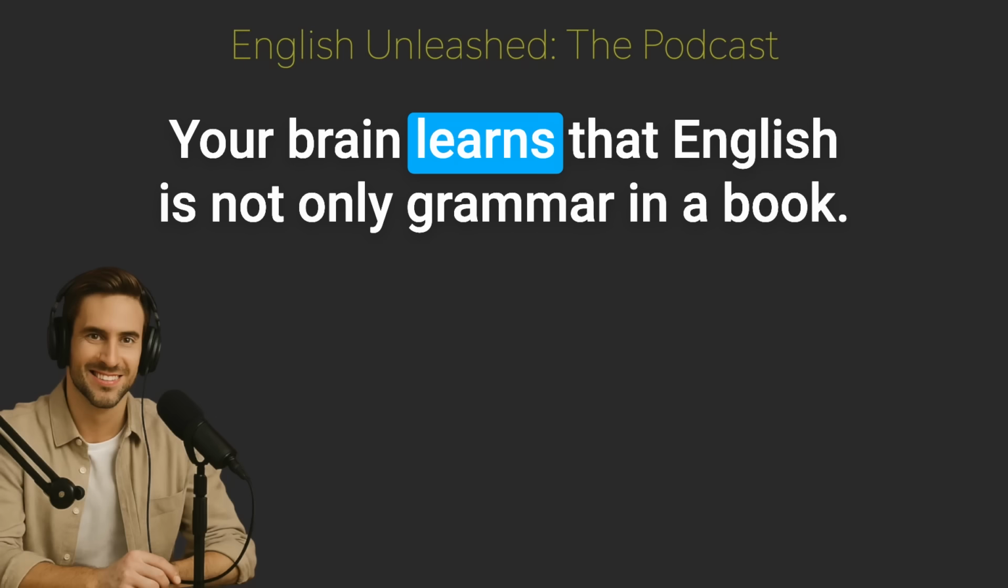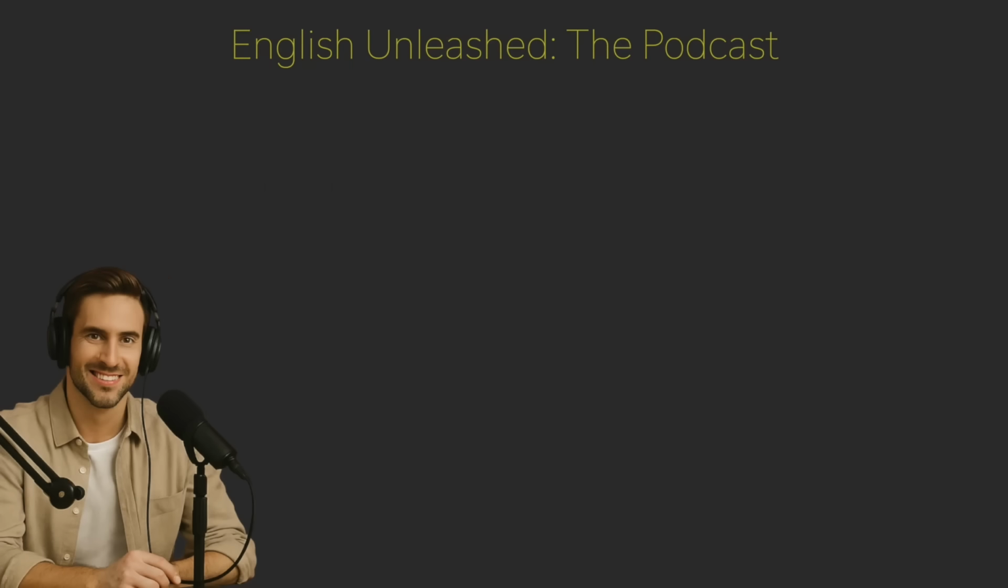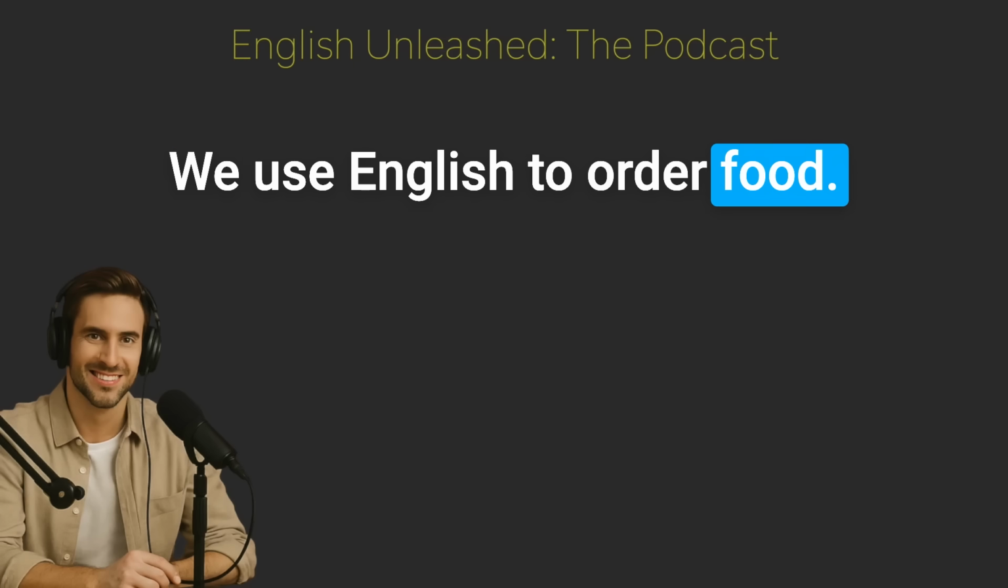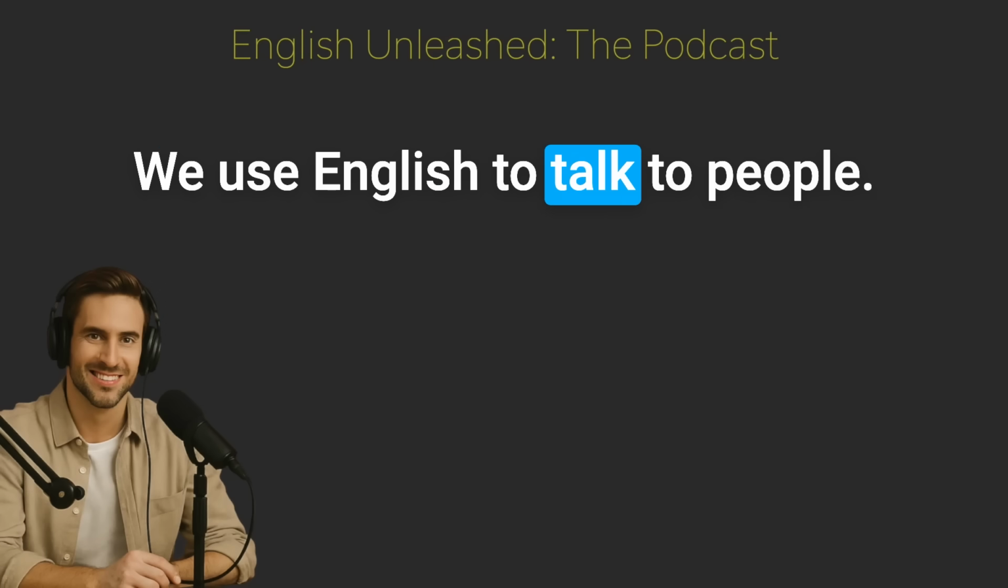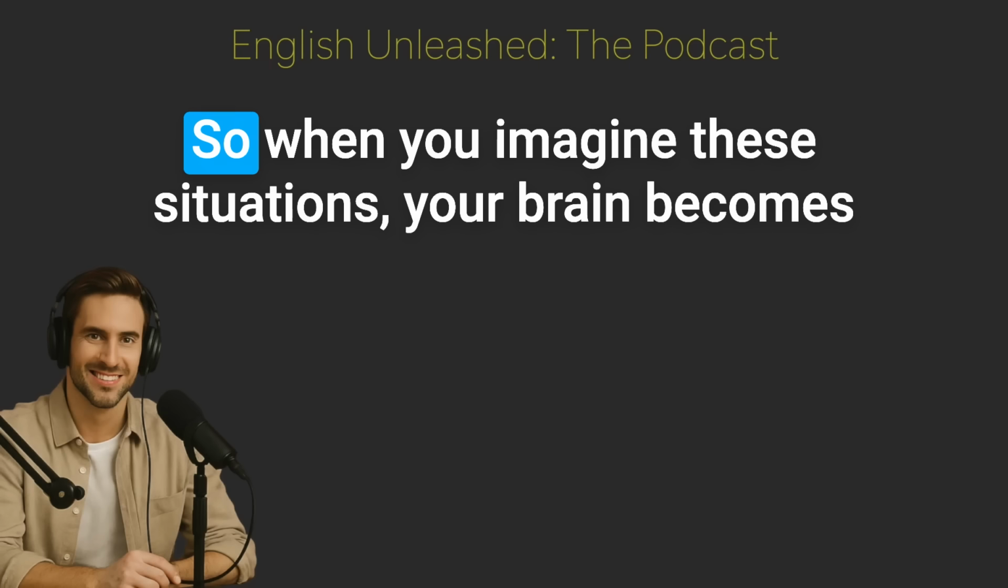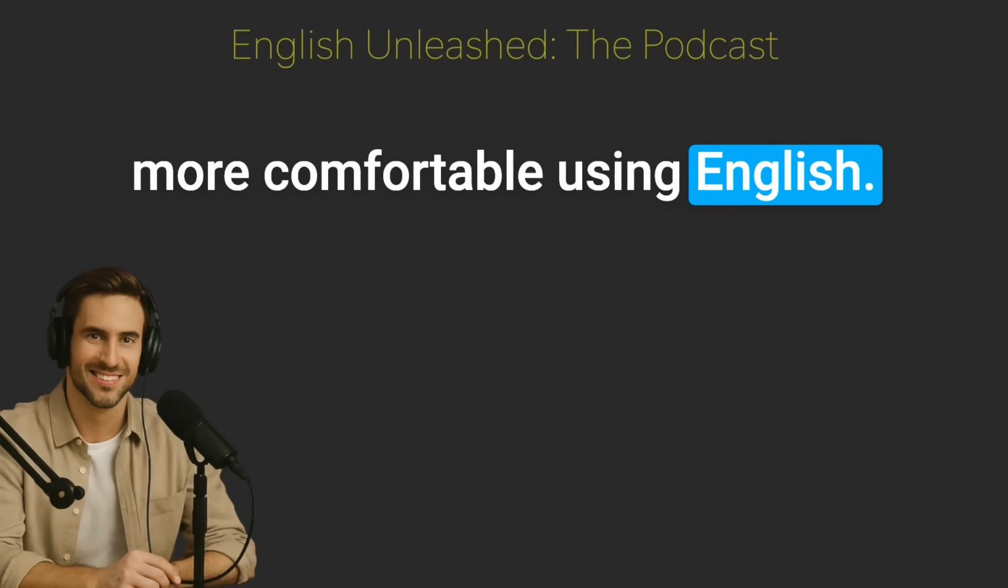Your brain learns that English is not only grammar in a book. English is something we use to do things in real life. We use English to order food. We use English to ask for help. We use English to talk to people. So, when you imagine these situations, your brain becomes more comfortable using English.